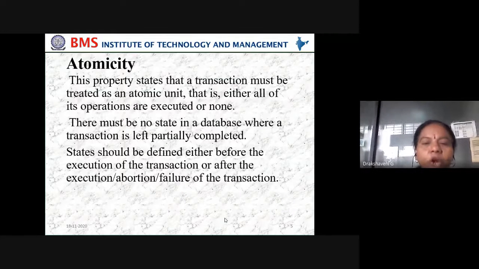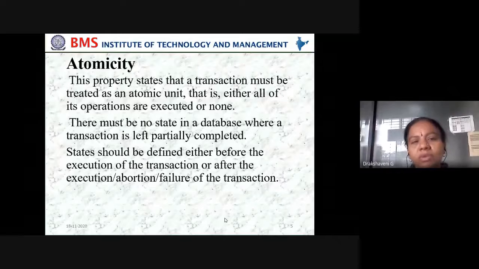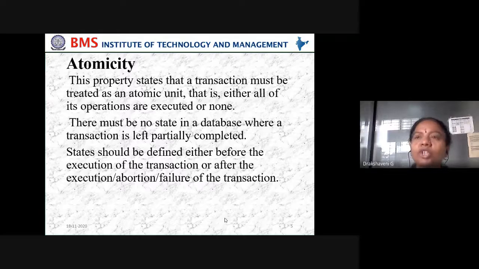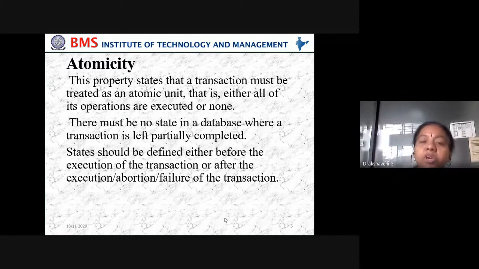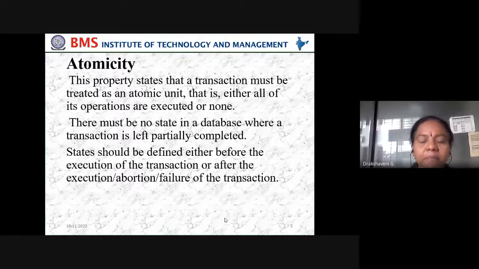So first one, atomicity. What do we mean by atomicity? This property states that a transaction must be treated as an atomic unit. In physics you would have studied what an atom is, a smallest unit, a small cell. In the same way, with respect to a transaction, we say it is an atomic unit, the smallest unit, that is, either all of its operations are executed or none. That is what is called atomicity.